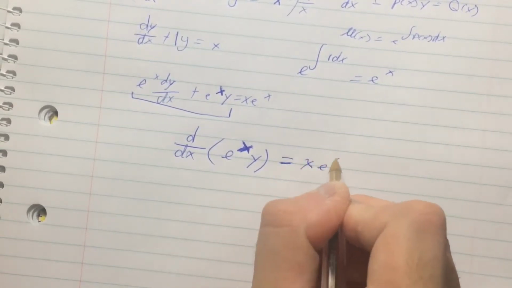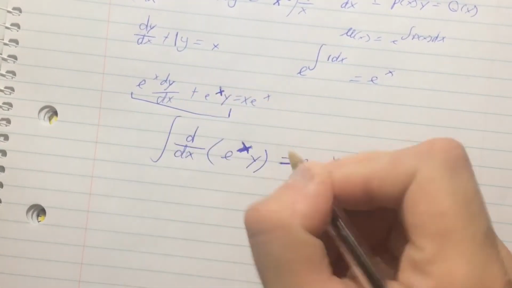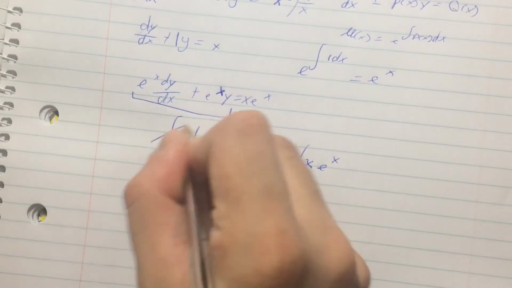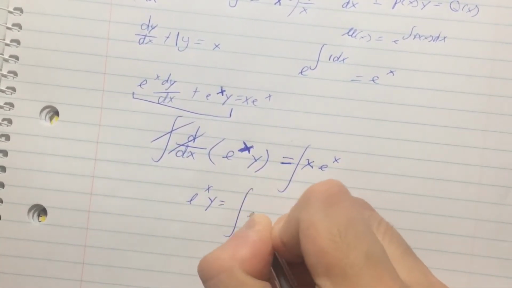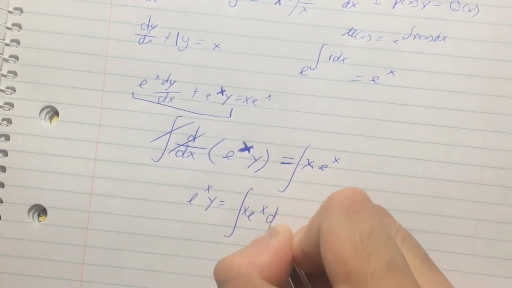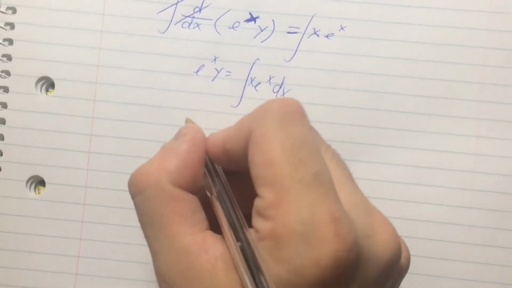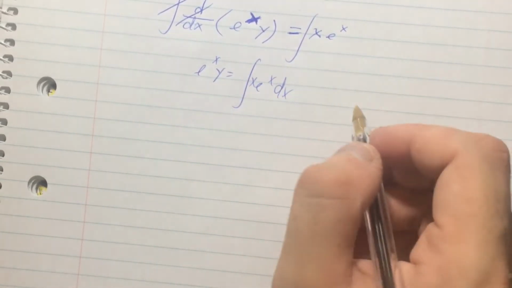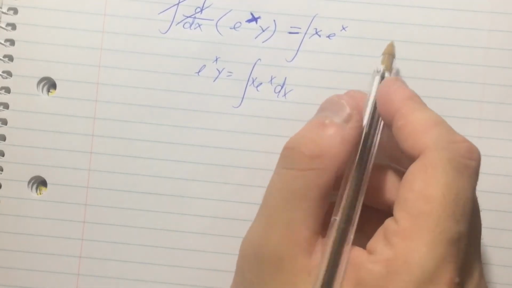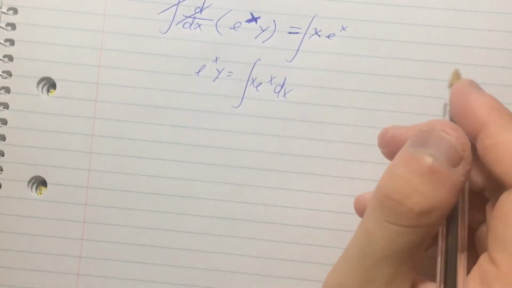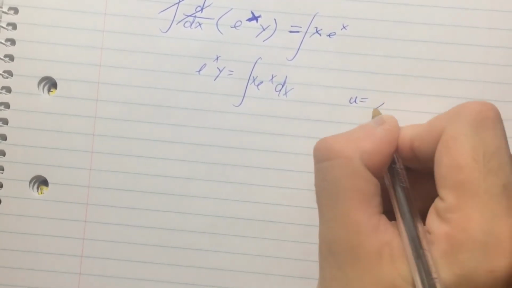x e to the x. And my handwriting is atrocious today, but nevertheless, integrate both sides. So that means e to the x y is equal to the integral of x e to the x dx. This is why I chose this problem, because I have to do integration by parts. And I thought that was interesting, doing integration by parts in the middle of a linear first order differential equation problem. So u is equal to x.